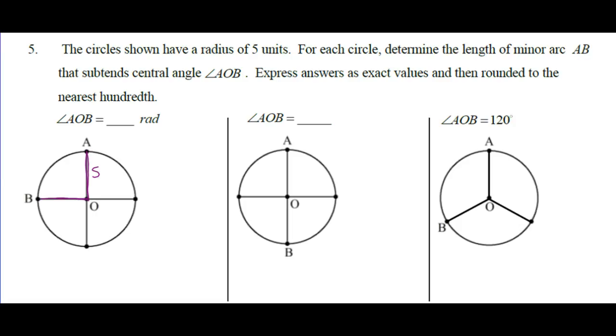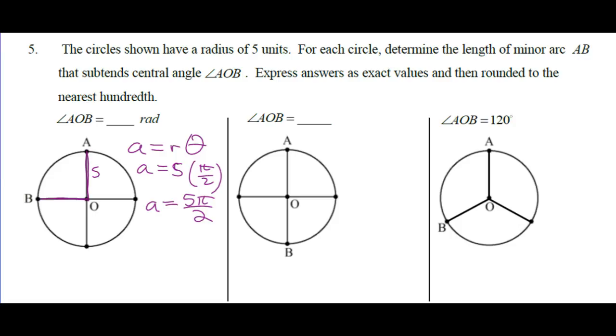If you're going to use the formula, so we want to work out the arc length, which means we need the rearranged formula. A is equal to r theta, and theta must be in radians. Okay. So then A is equal to 5 times pi over 2 radians. Okay, so A is equal to 5 pi over 2.